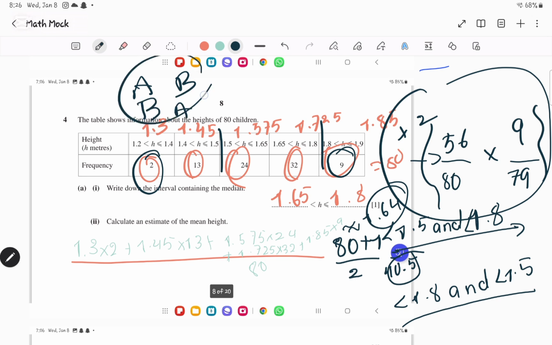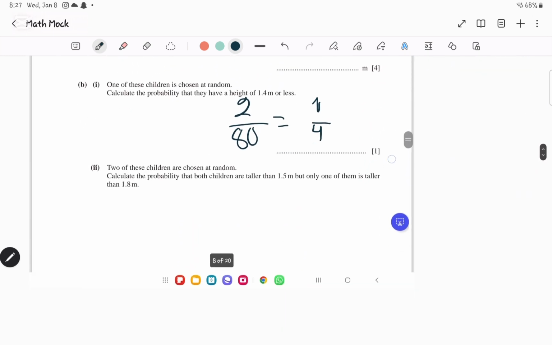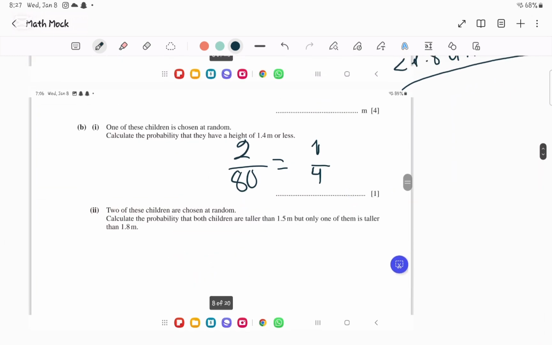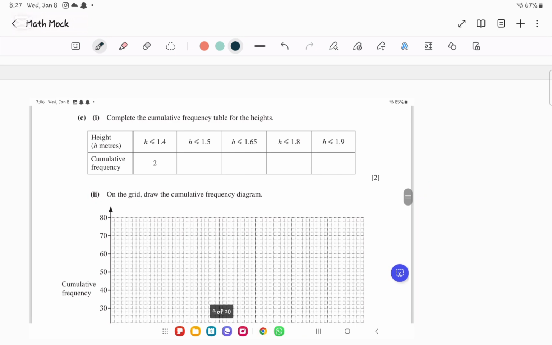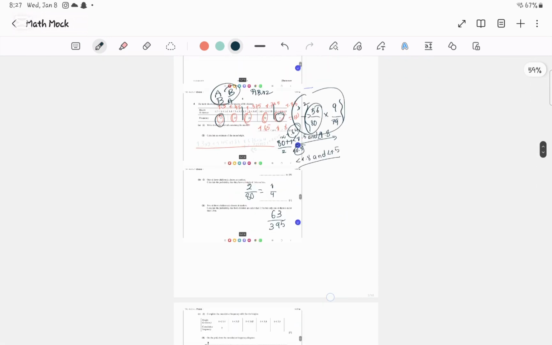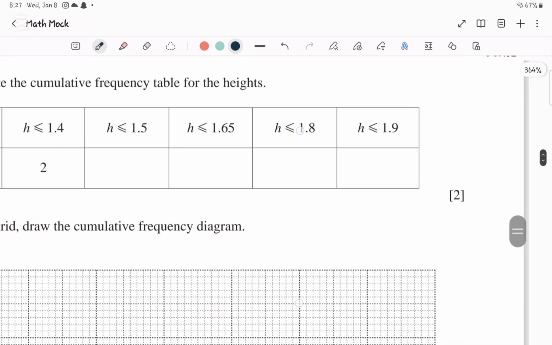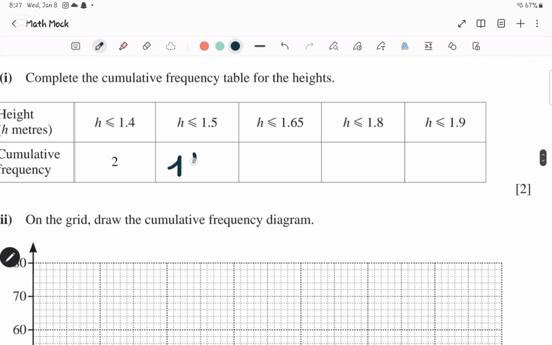So to make sure, we are going to multiply AB times 2, which in this case is 56 over 80 times 9 over 79. We multiplied by 2, and let me go down to write our answer. Our answer is going to be 63 over 395. Okay, moving on to part C. We just need to fill in the cumulative frequencies, which we got above. If you remember, previously we did the cumulative frequency. It was 15, then 39, then 71, then 80.